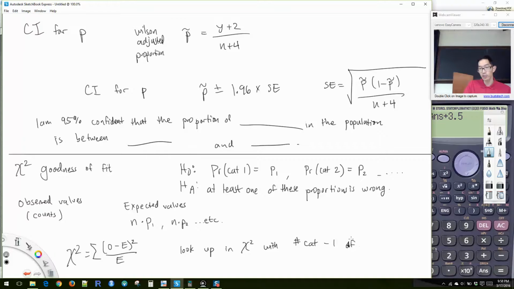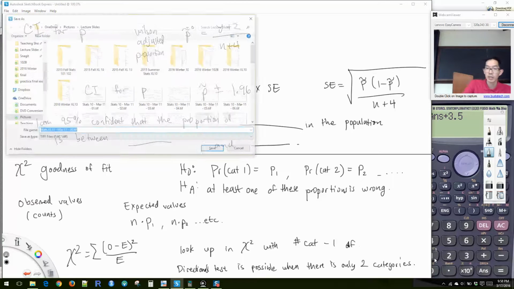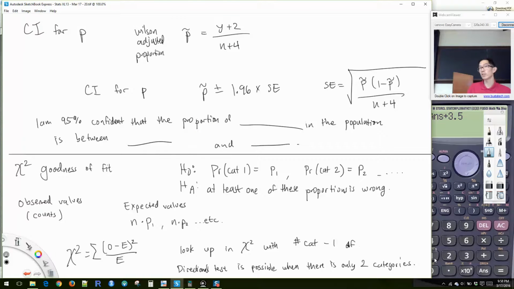You can have a directional test if there's only 2 categories. Okay, a directional test is possible when there is only 2 categories. And when you have only 2 categories and you have a directional test, then you check your directionality, and if directionality is met, then you can divide your column headings by 2.